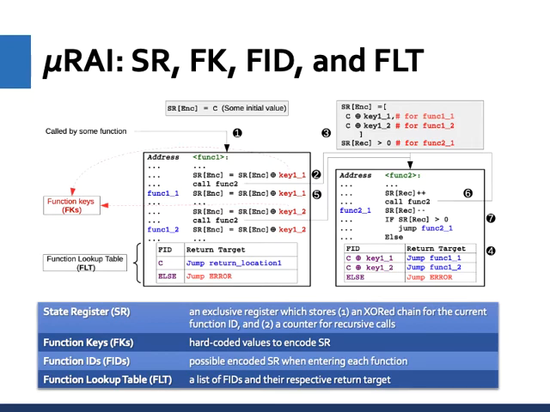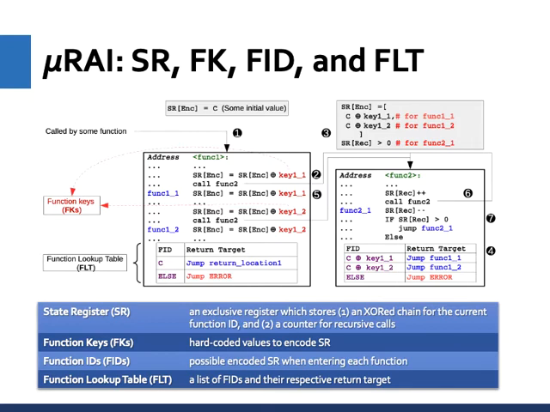The state register, which holds a chain value, not only holds the chain, but also holds a counter for recursive function calls. For example, function 2 is calling itself. So the counter increases by 1, and when it needs to return, it checks the counter value. If it is greater than 0, it means this function is called by itself. Otherwise, it goes to the FLT.